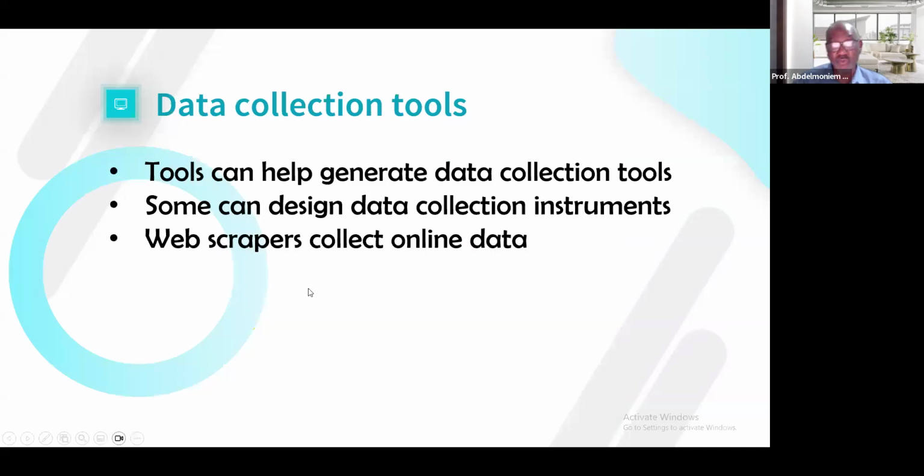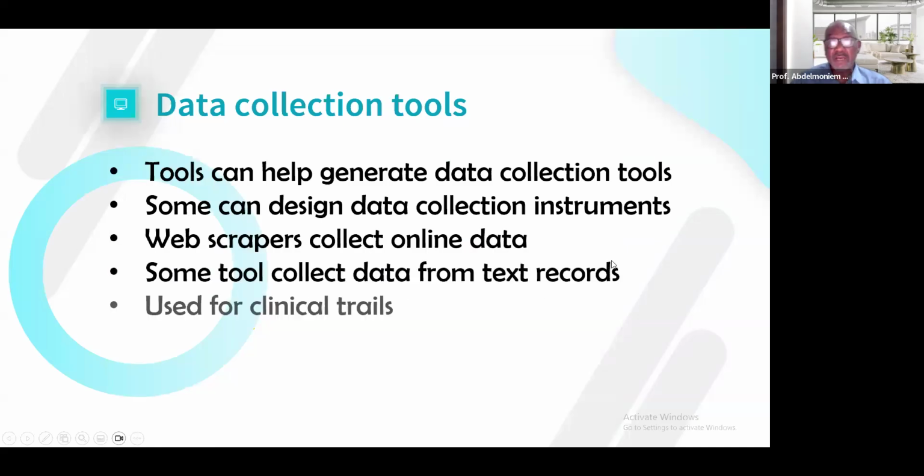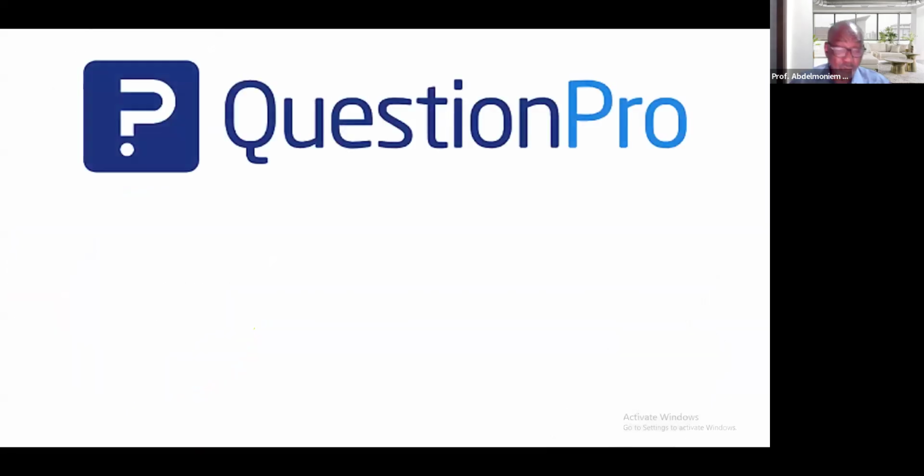You need to know something about these web scrapers. Some of the data, this is very important, if you have text, for example, in medicine, you have hospital records. Then you have large amounts of data. You can use AI-based data collection tools. You need to use them straight away to collect data from text records. Usually used for clinical trials. The typical example is Question Pro.